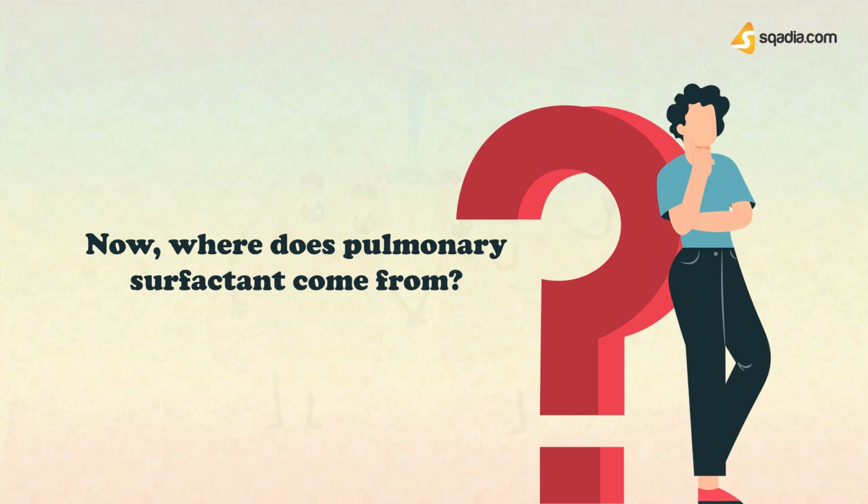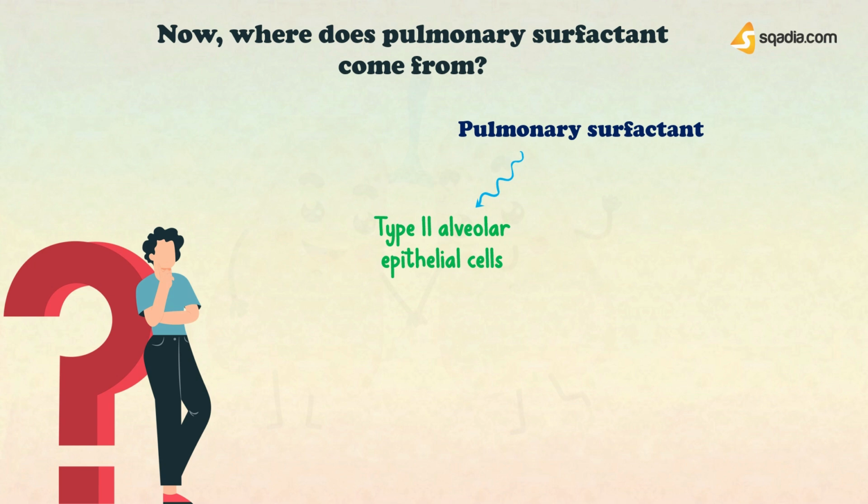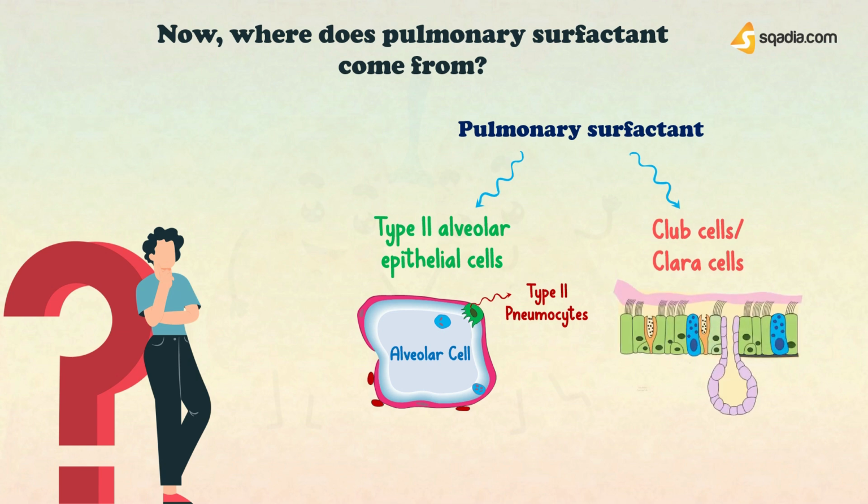Now, pulmonary surfactant is secreted by two types of cells. Type 2 alveolar epithelial cells in the lungs, which are called surfactant-secreting alveolar cells, or pneumocytes. A characteristic feature of these cells is the presence of microvilli on their alveolar surface, while the other one is the club cells or Clara cells, which are situated in the bronchioles. These are shown here in blue.